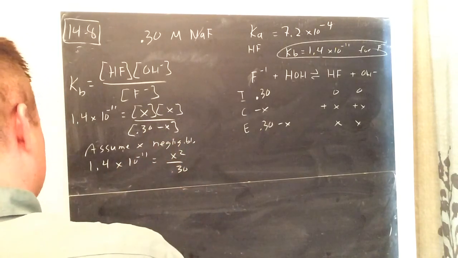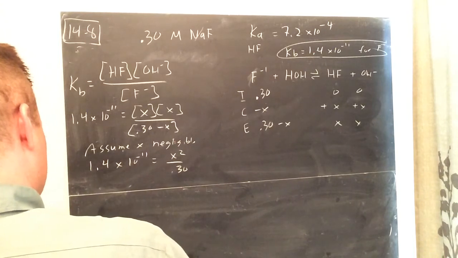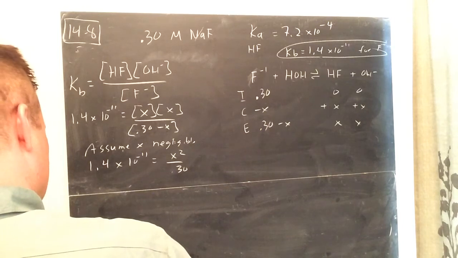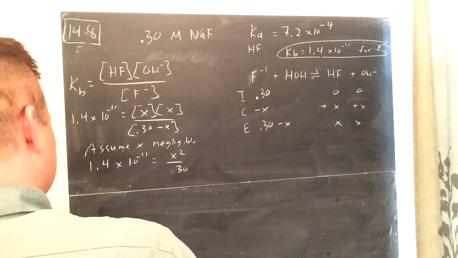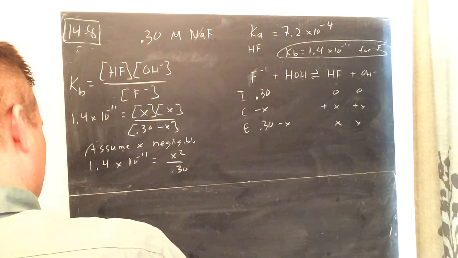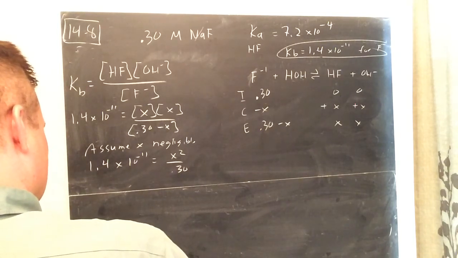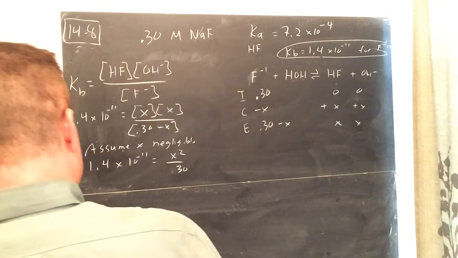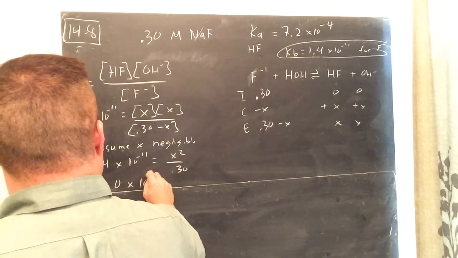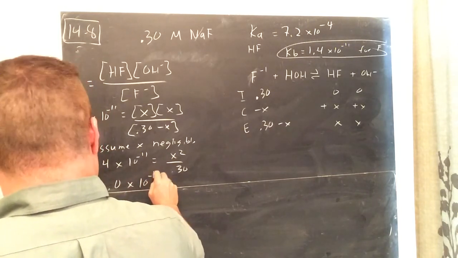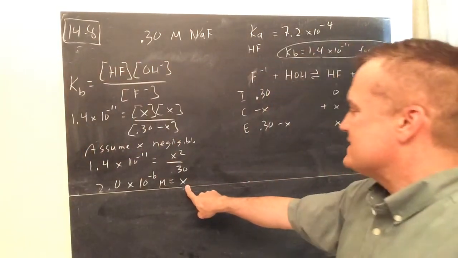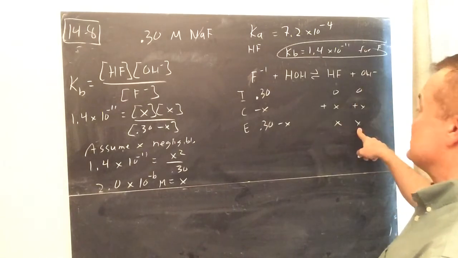Okay, so then this is algebra here. 0.30 times 1.4 times 10 to the negative 11 equals that. Get the square root. 2 times 10 to the negative 6. Let me double check it: 1.4 times 10 to the negative 11 times 0.30, then the square root of that. 2.0 times 10 to the negative 6 equals X. Very small concentration, molar. Now X, what is X? It is your OH negative.